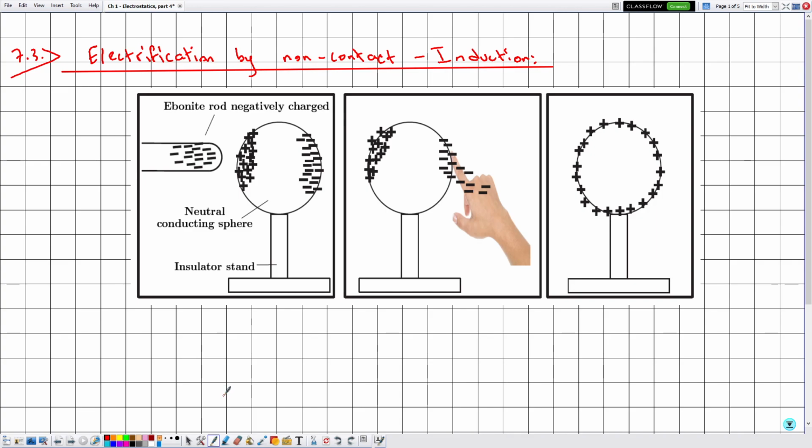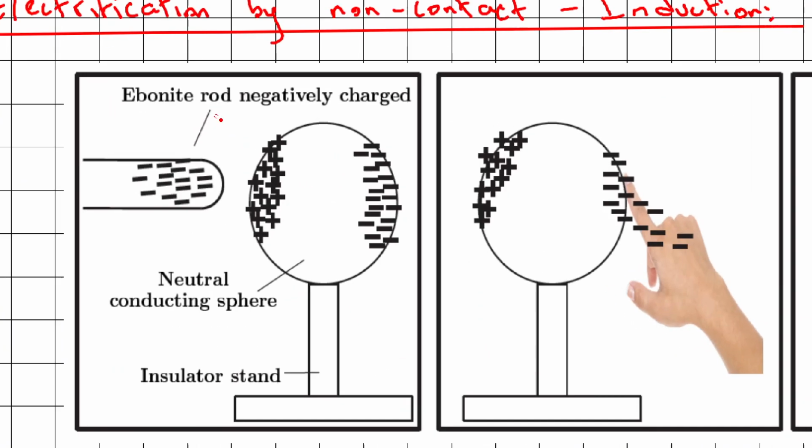Now as you can see, the neutral conducting sphere that we have previously should be placed on an insulator stand in order to ensure that no electron is going to escape during this process. Now what we're gonna do, the same ebonite rod which is negatively charged, which was brought previously in contact, will now be brought near to the sphere, separated by a certain distance. Now what can happen is that this neutral conducting sphere has no deficit or excess, but it has positive and negative charges.